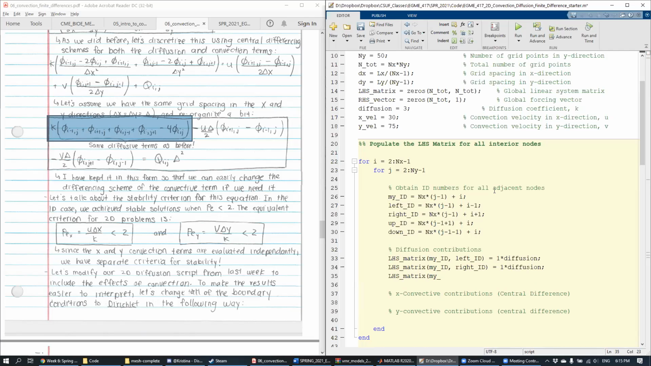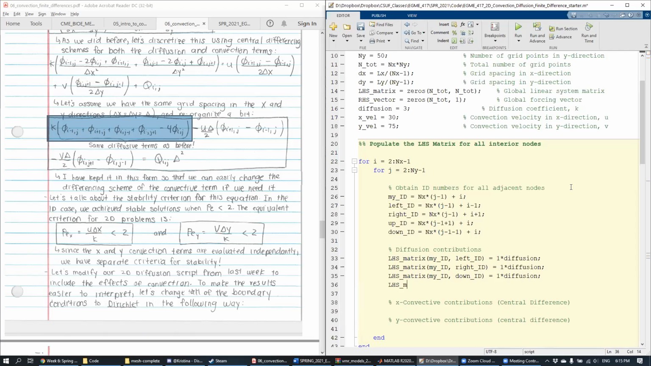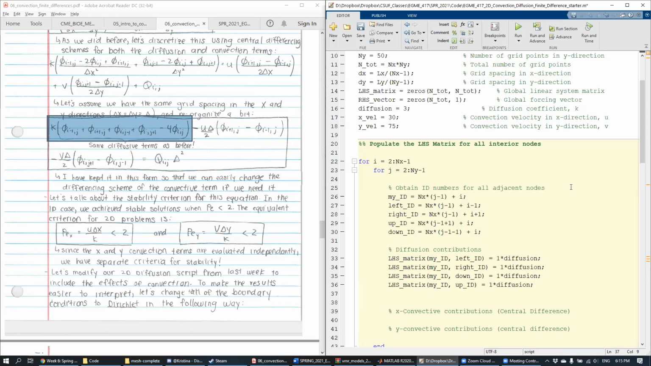Right, so next let's do the lower neighbor. The lower neighbor has the same coefficient as before, so it's going to be 1 times diffusion. But then we change the column here for down ID. And then we're going to change the one for the upper neighbor right here, and this is also going to be 1 times diffusion.